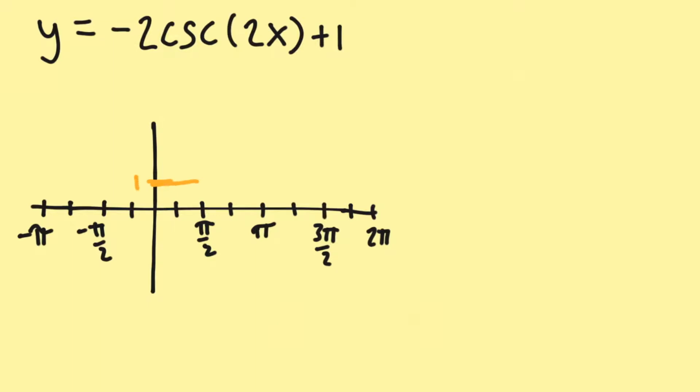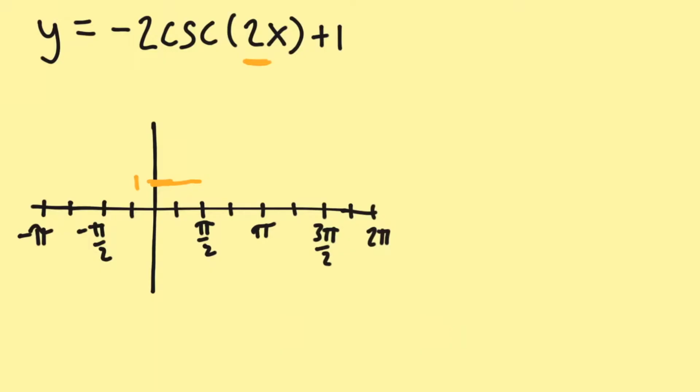And the length is the period length. The period is based on this b value. The period for sine, cosine, cosecant, and secant is 2 pi. So we're going to do 2 pi over 2, which is pi. And that is going to be the length of one cycle. So I'm going to extend my line all the way to pi.